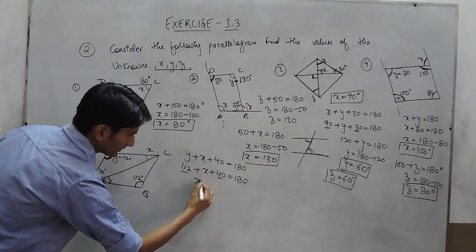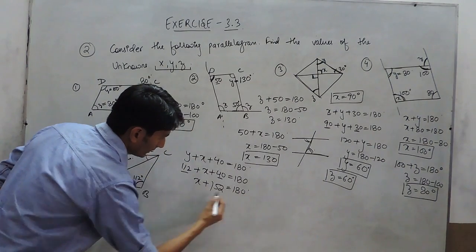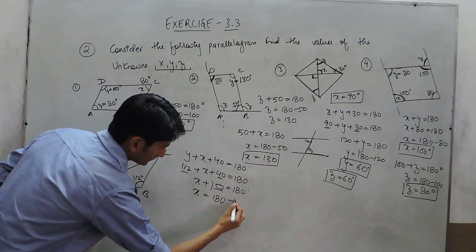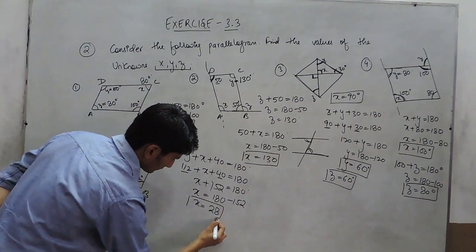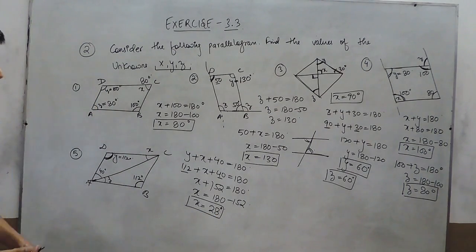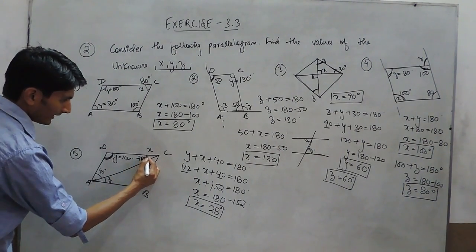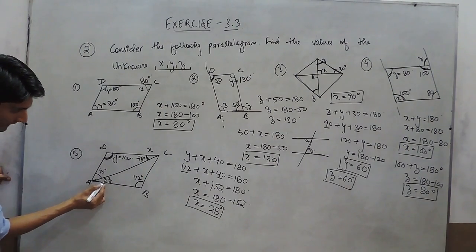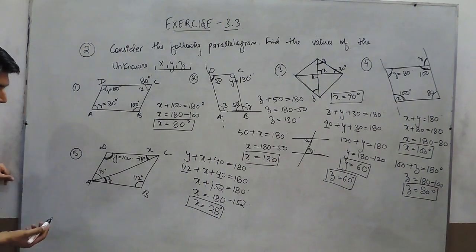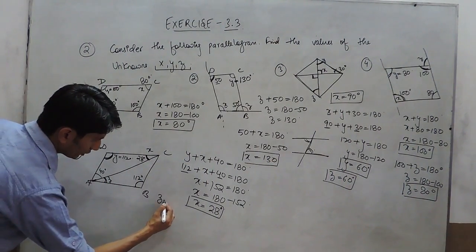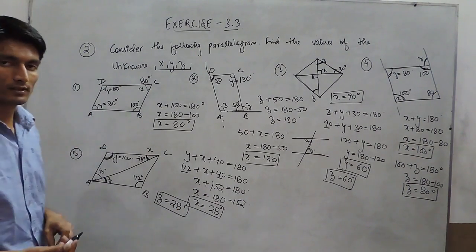This plus this is 152 degrees, which is equal to 180. The value of x must be equal to 28 degrees. We know the value of x is 28 degrees, and the value of x must be equal to the value of z, because these are alternate angles. We can simply solve it: the value of z must be equal to 28 degrees.